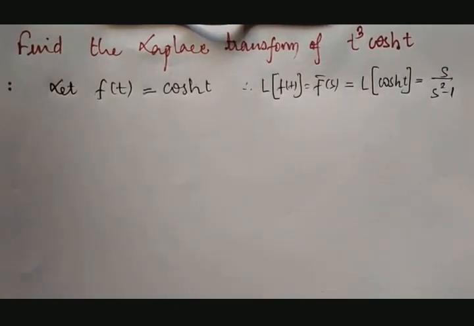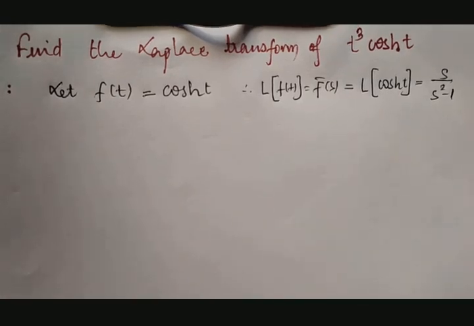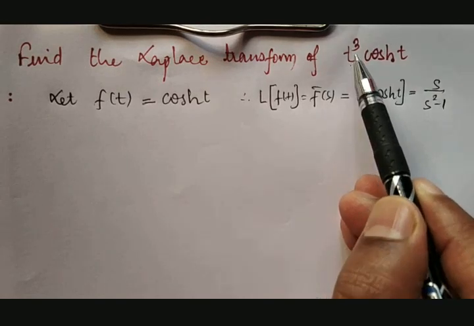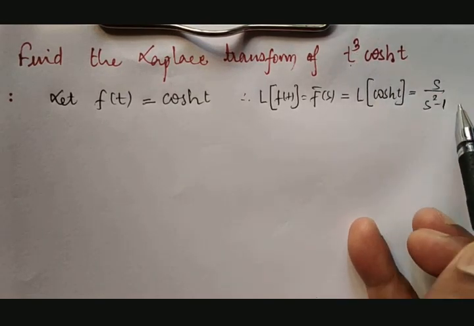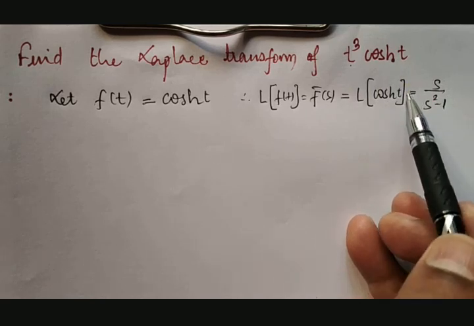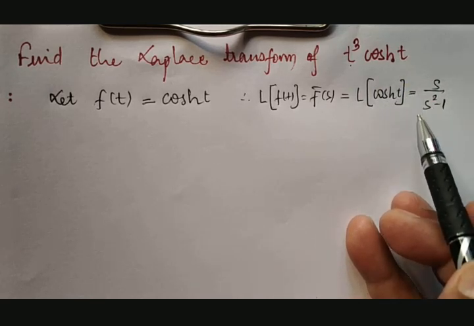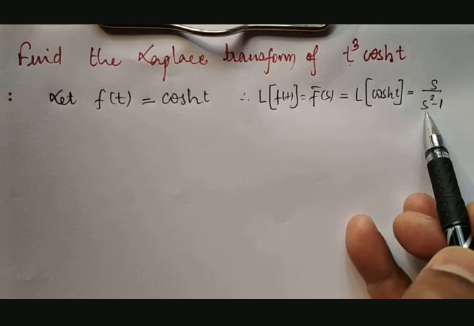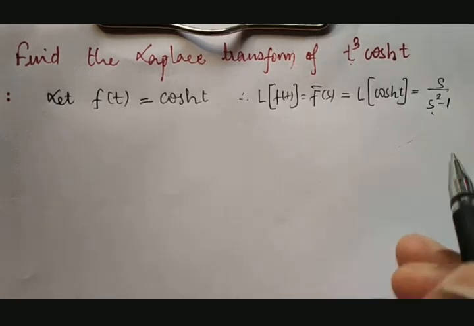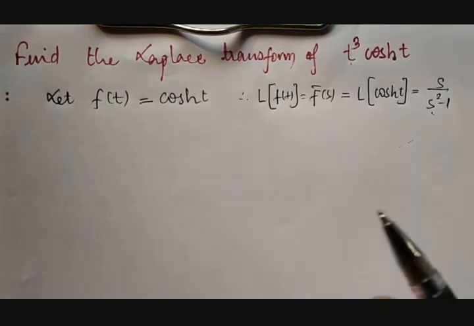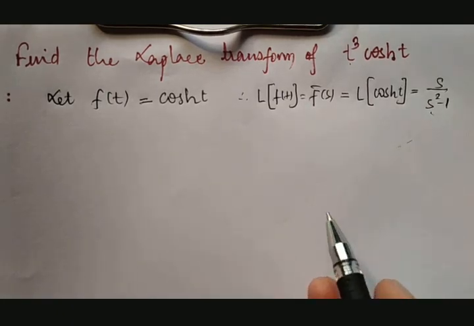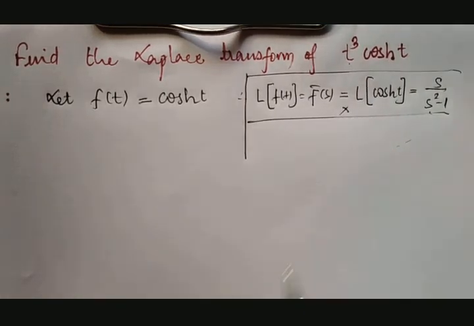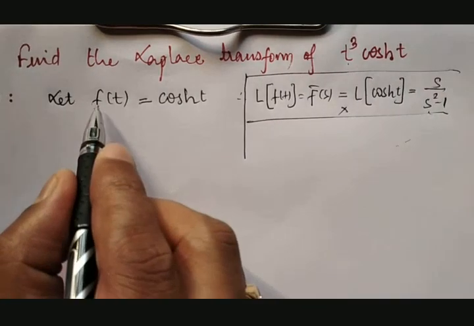But if I take f of t as the hyperbolic term, then by using the derivative property, we need to differentiate this f bar of s 3 times, because as per the derivative property it will be minus 1 raised to 3 d cube by ds cube of f bar of s. So it has to be differentiated 3 times. Is it required? Is it necessary? Or do we have any other alternate for this? Yes, we have an alternate. So for the time being, we won't go like this. We'll continue from here.